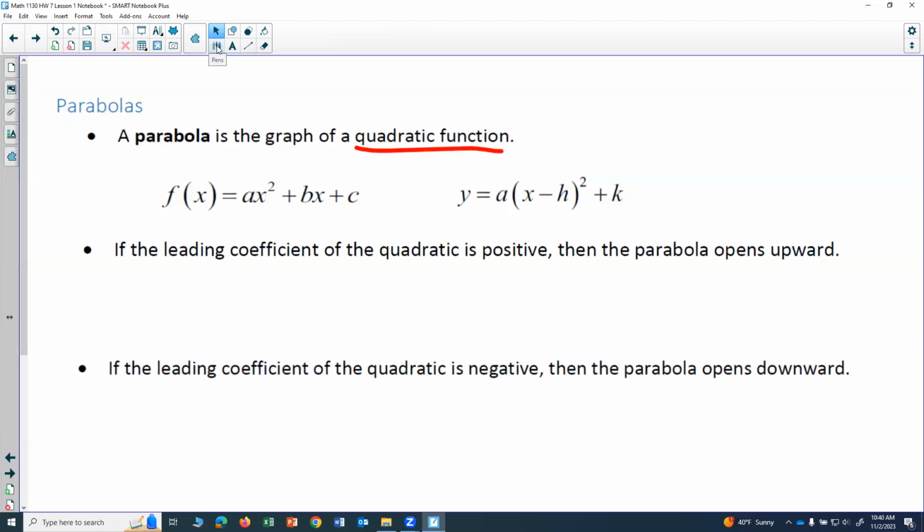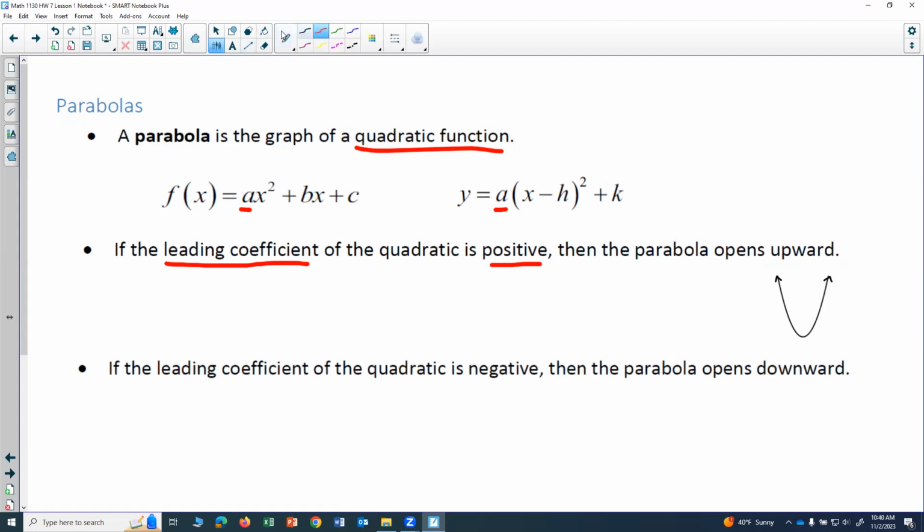Now we have a few rules about the leading coefficient. Remember, the leading coefficient is the number in front of the squared term when we're talking about a quadratic. So in both of these cases, a is my leading coefficient. If the leading coefficient is positive, then the parabola is going to open upward. So it would look something like this.